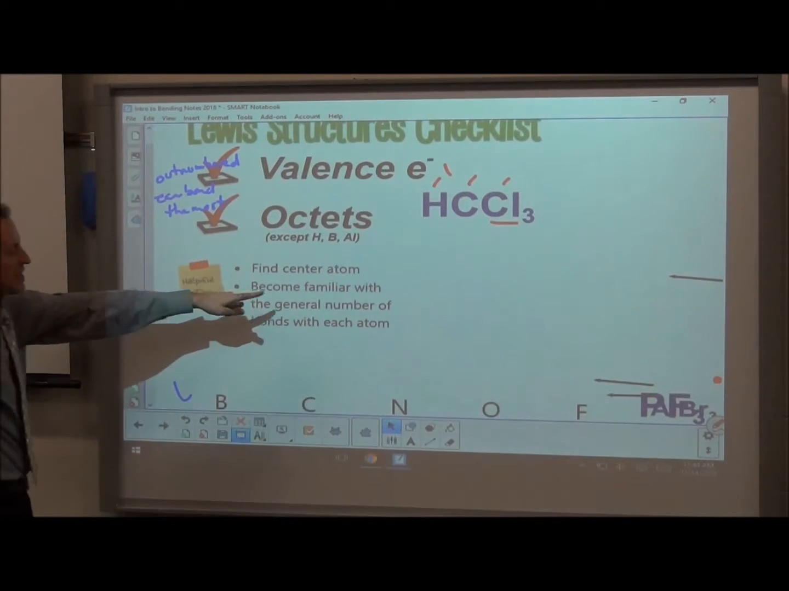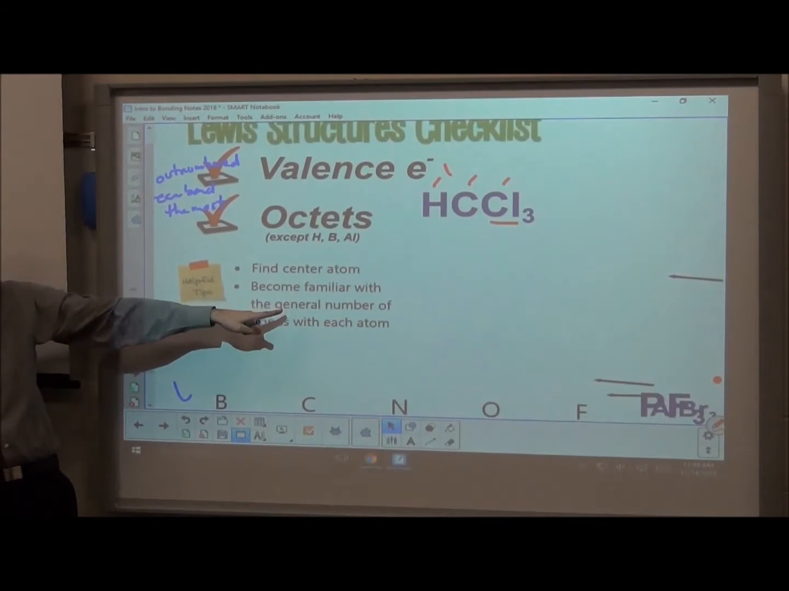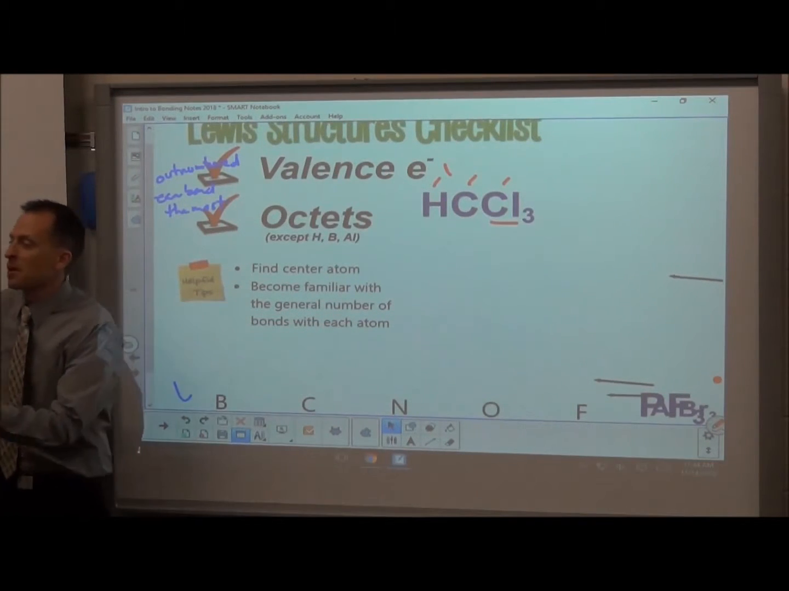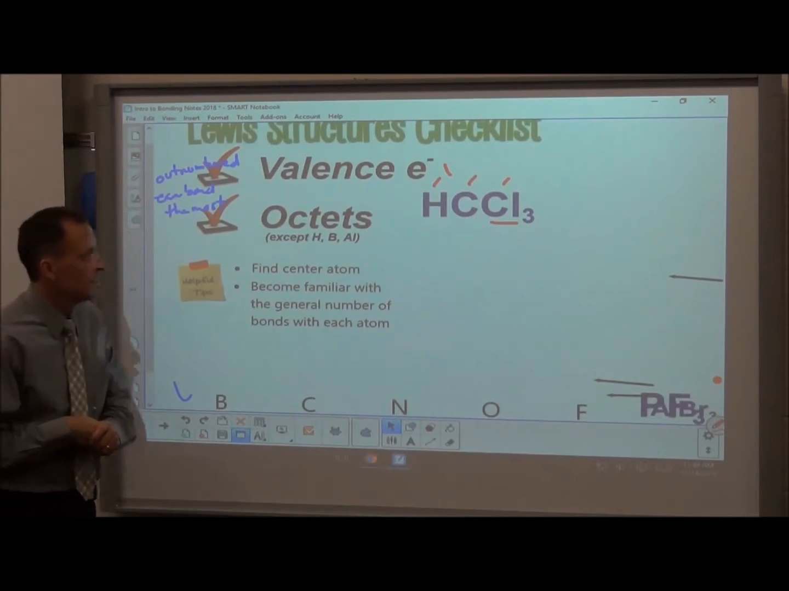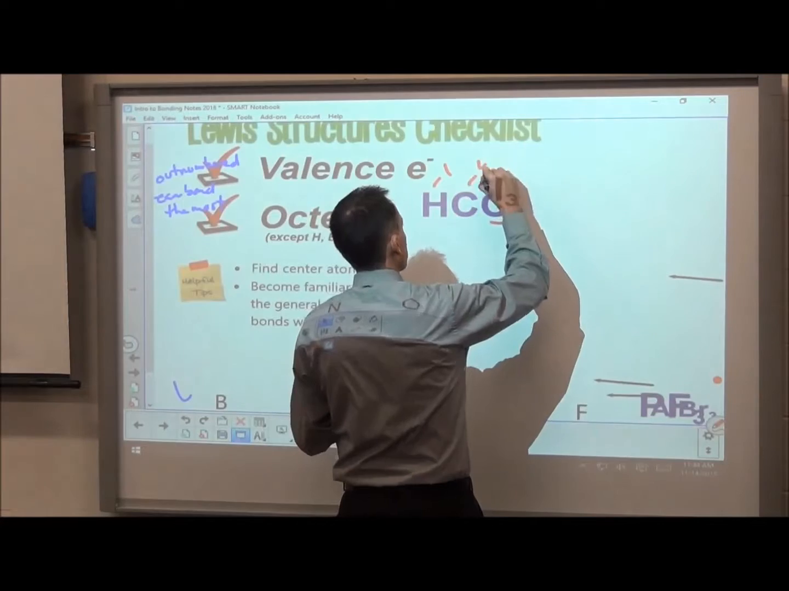By the way, why I didn't want you to write this down, it says become familiar with the general number of bonds for each atom. What I mean by that is what I was circling. Carbon's always going to bond 4 times, and a halogen or an F is always going to bond 1, and oxygen had those 2. The more familiar you get with how many they bond, the easier this gets. But there's one last thing I do want to write down to the side of our checklist, and I'm going to do that in a second. So let's see if you got this right.